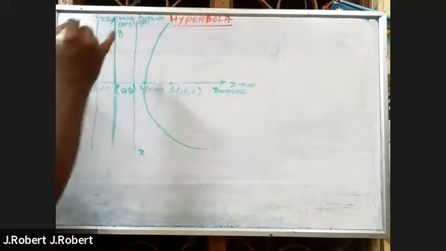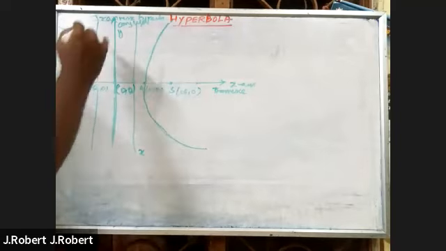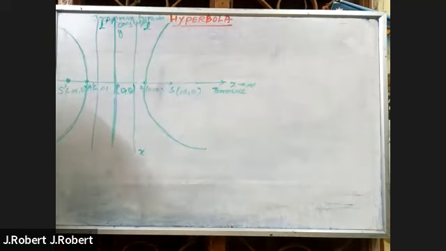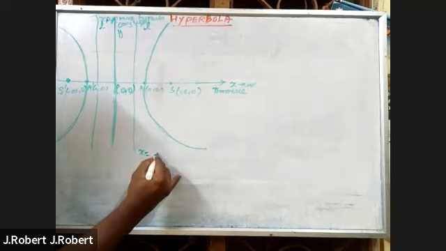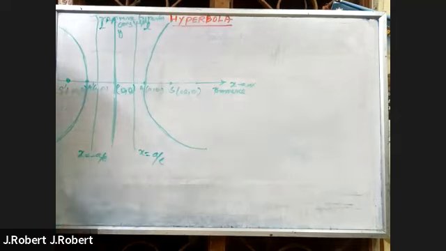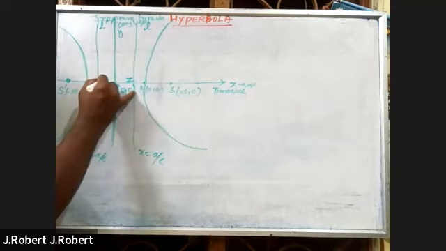Inside it there are the foci, S of AE, 0 and minus AE, 0, and the center 0, 0. These are called L, L dash, and the directrices. We can write the directrix as x is equals to A by E, and this directrix is x is equals to minus A by E. This point we can call Z, and this is Z dash.